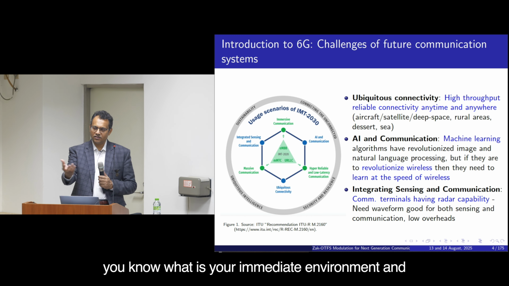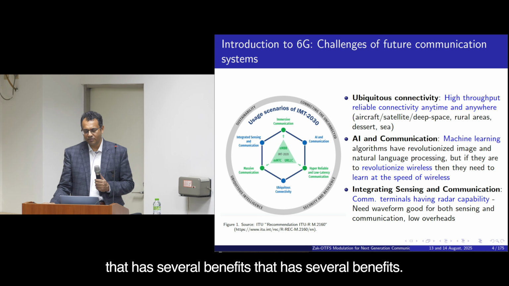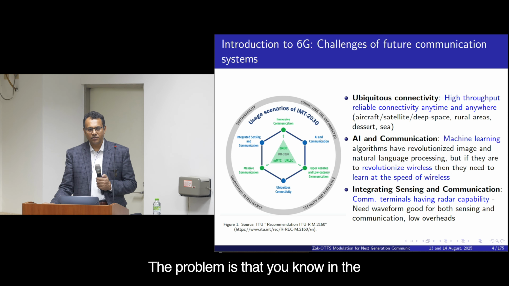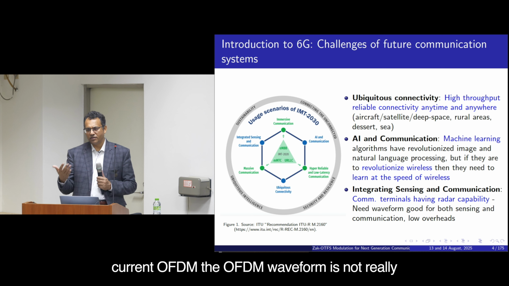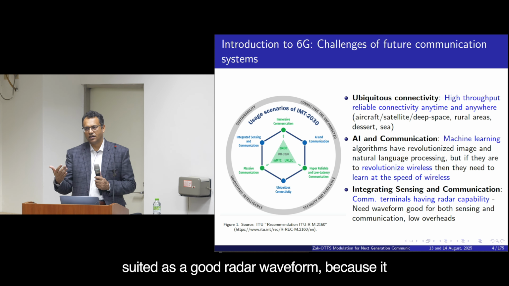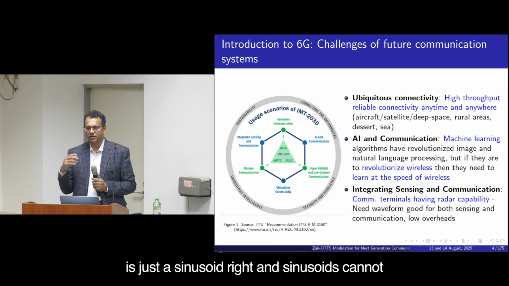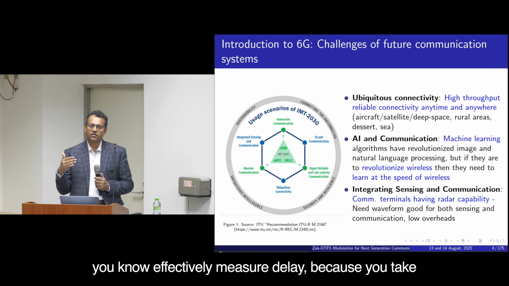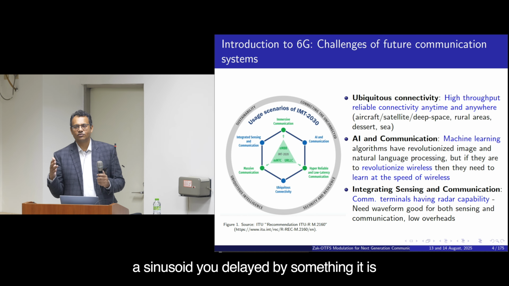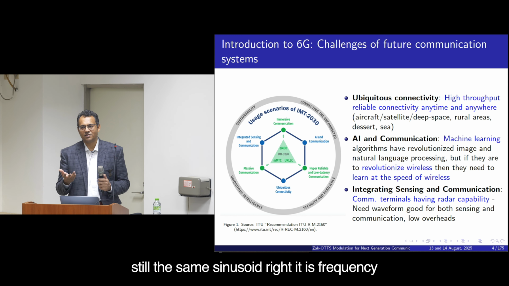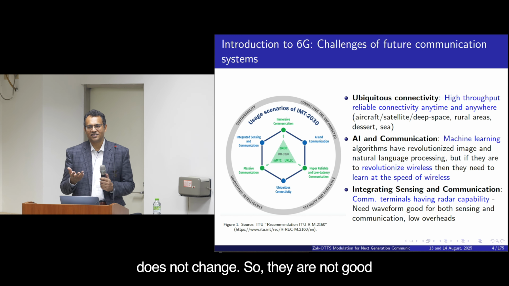You know what is your immediate environment, and that has several benefits. The problem is that, in the current OFDM, the OFDM waveform is not really suited as a good radar waveform, because it is just a sinusoid, right? And sinusoids cannot effectively measure delay, because you take a sinusoid, you delay it by something, it's still the same sinusoid, right? Its frequency doesn't change. So they are not good waveforms.